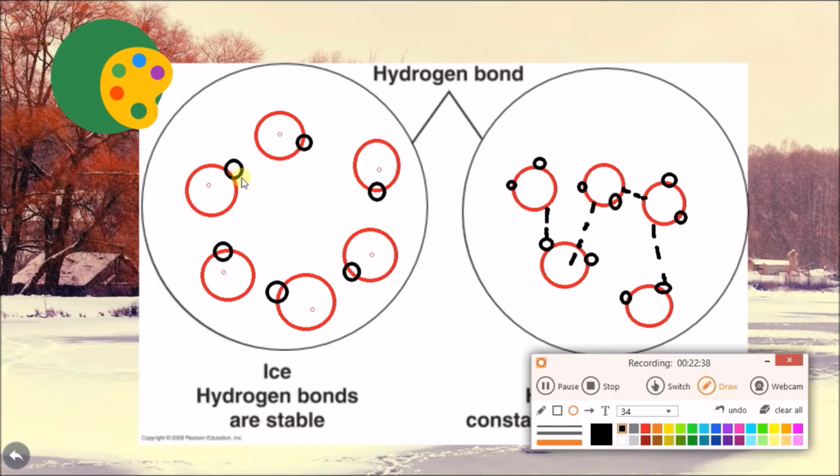Now remember, this is happening because these hydrogen atoms have a slightly positive charge and this oxygen has a slightly negative charge. So all of the water molecules will turn and make these hexagonal structures. This is why snowflakes always form in these patterns, these beautiful patterns that they have.